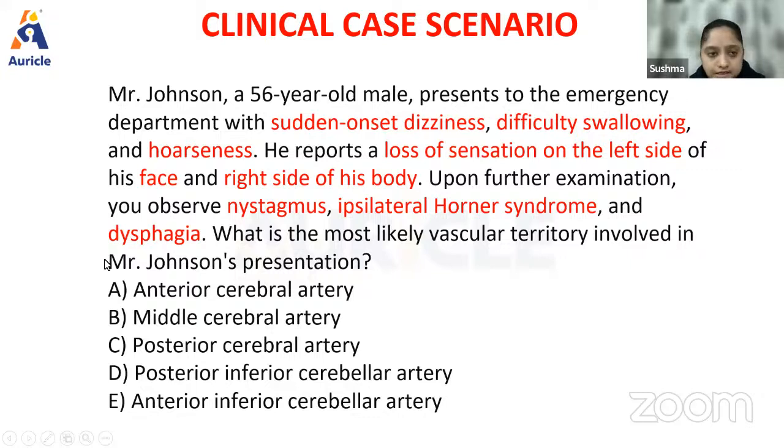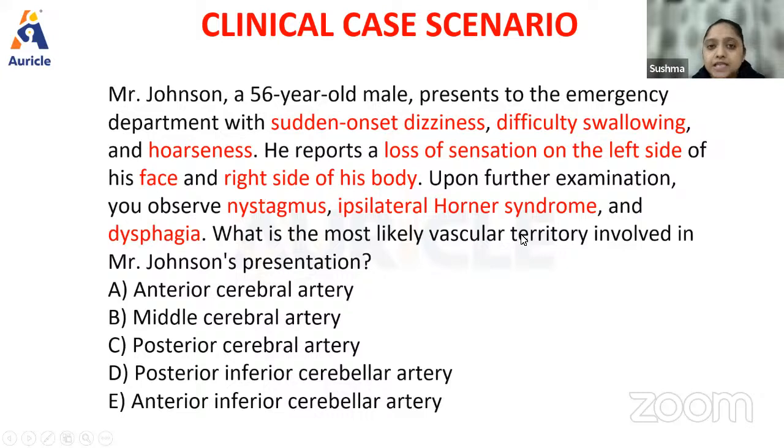There is dysphagia. There is nystagmus and ipsilateral Horner syndrome, meaning there is some sympathetic chain that is getting involved. And looking at the other symptoms, I can say there is involvement of 9th, 10th, and 11th, 12th nerves. Right? Sorry, the 12th nerve is not involved over here.